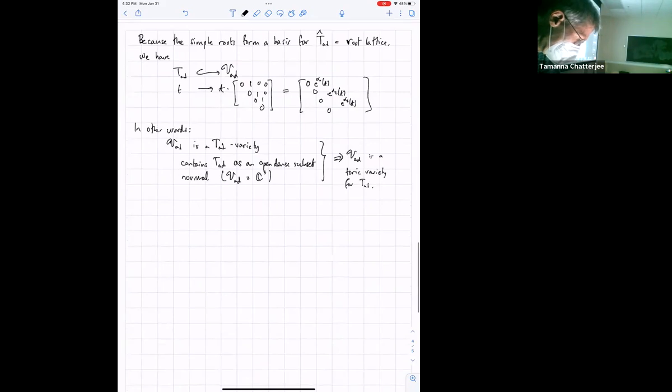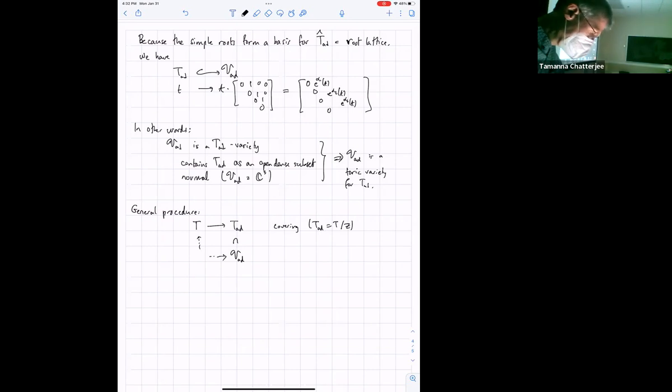Now, there's a general procedure: if you have a covering of tori, so this is a covering, T add is T mod Z, and you have a toric variety, then you can make a toric variety that fits here. It's a very simple toric variety construction that allows you to do this.